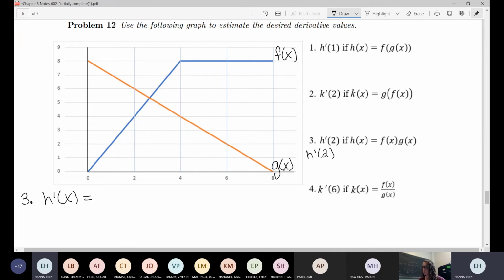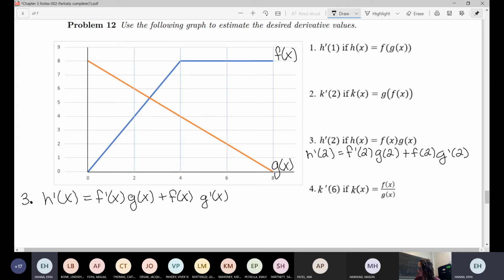So that's a product rule. What does our product rule say? It says take the derivative of the first thing, times the original second, plus the original first, times the derivative of the second. So if we want that evaluated at 2, let's just plug in 2 everywhere. Plus f of 2, g prime of 2.